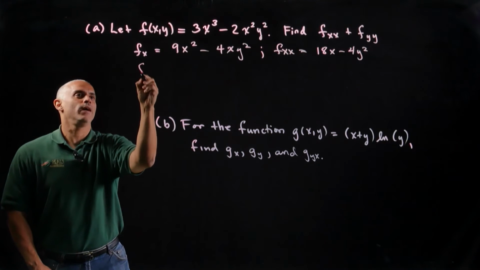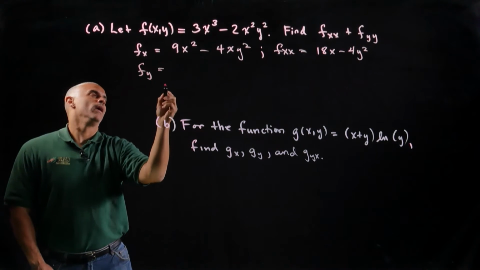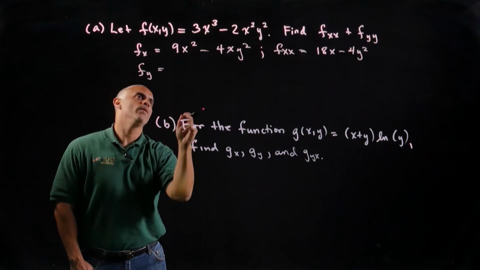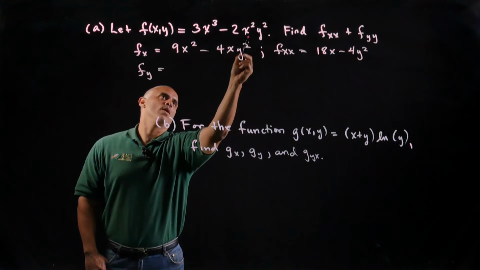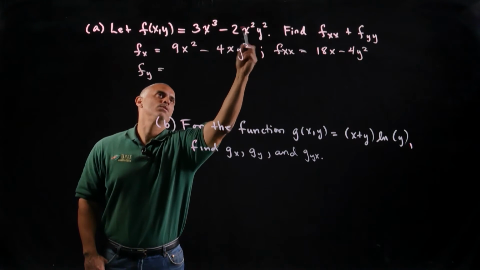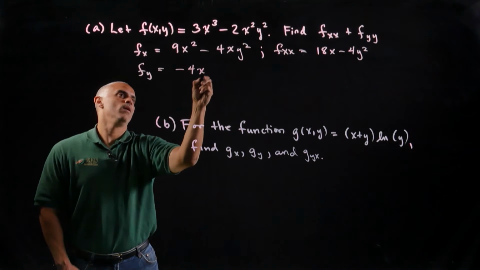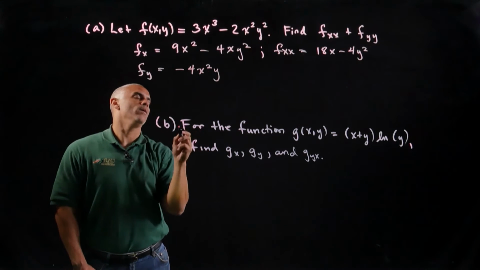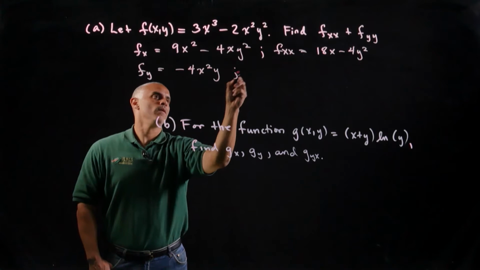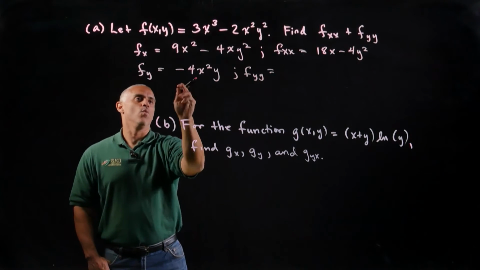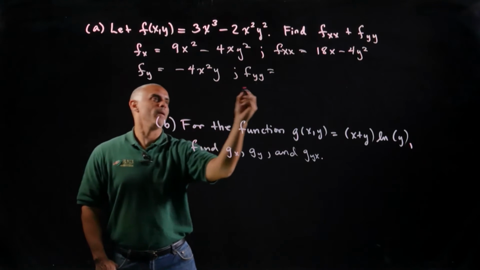All right, so let's find fy. If I take the partial with respect to y, you see the first term is just going to be 0. And if I take the partial of the minus 2x squared y squared, I get a minus 2 times 2, which becomes a minus 4x squared y. Y goes to the first power. And so my fyy simply becomes the y partial of fy, which becomes a minus 4x squared.